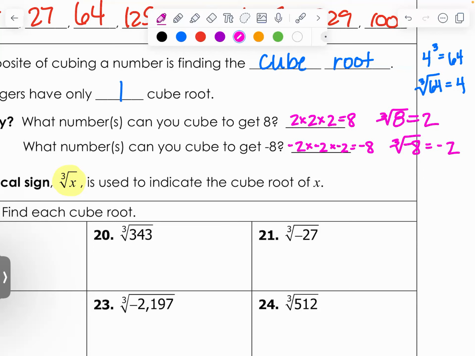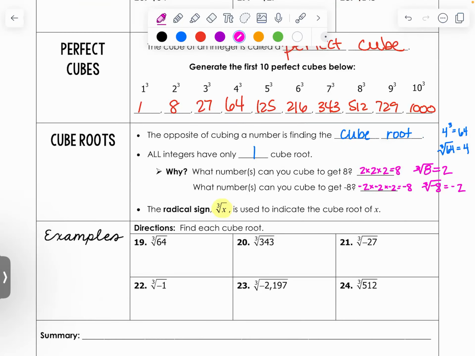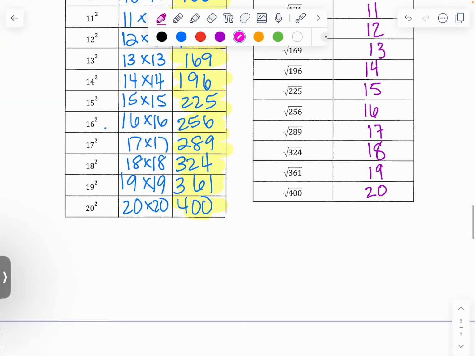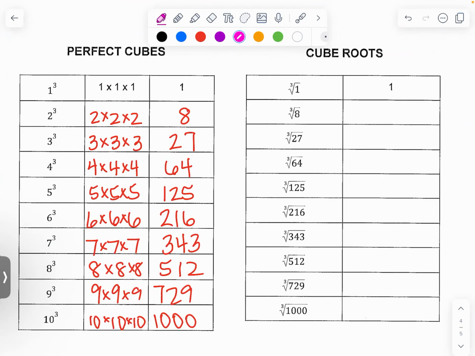Okay, we're gonna go back to page 4, and we're gonna talk about these cube roots right here. Since 1 cubed is 1, the cube root of 1 is 1. Since 2 cubed is 8, the cube root of 8 is 2.